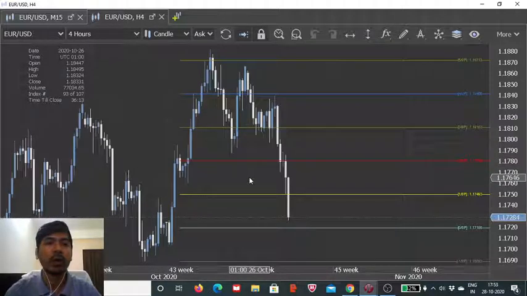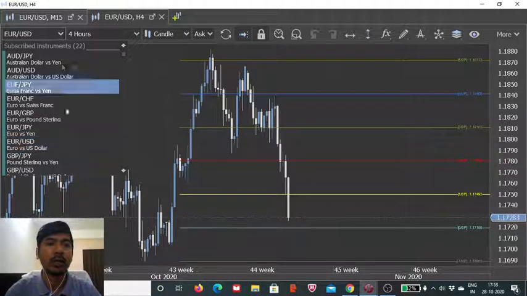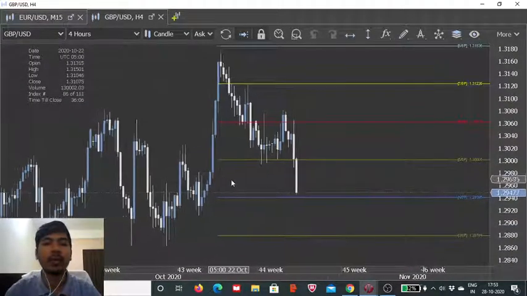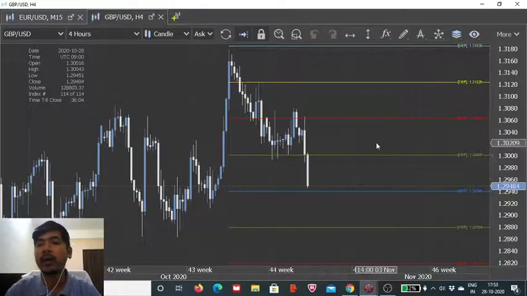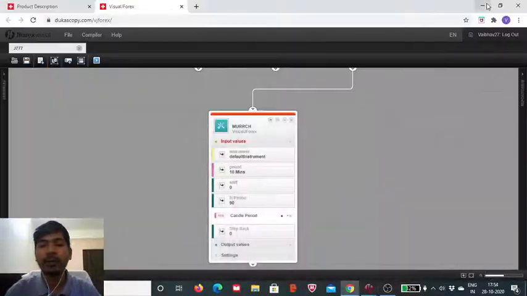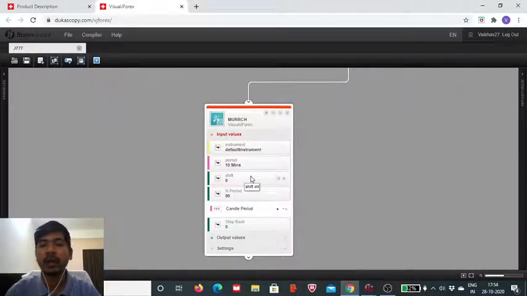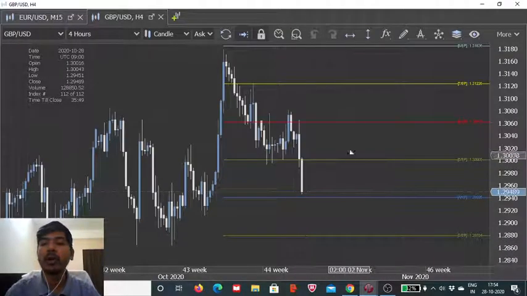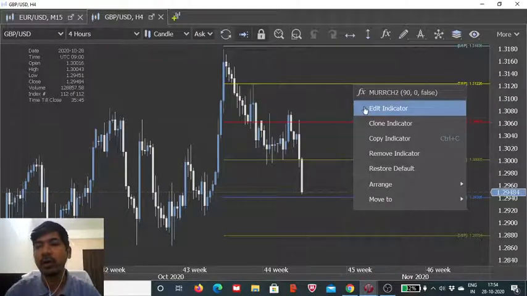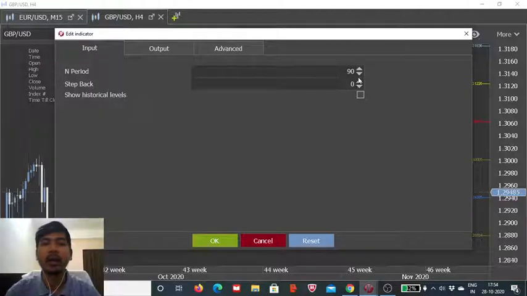So this is the 4 hourly chart. I will change it to GBP/USD. This is the GBP/USD's 4 hourly chart now, and the Murray's channel has been drawn on it. This is the default setup, the default values, where the shift is at 0, and N period, that is the number of candlesticks being taken into consideration for calculation of the Murray's channel, has been defined at 90. So here also you will see the same configuration, 90, and the step back is 0.